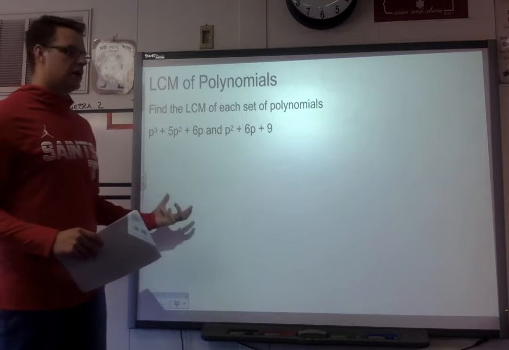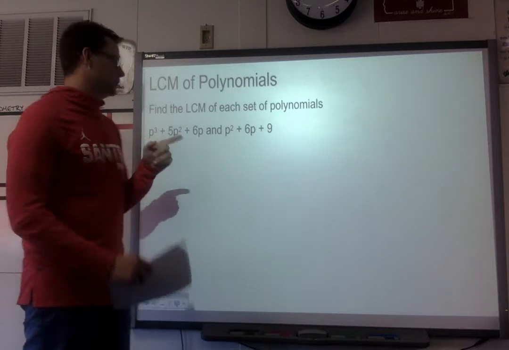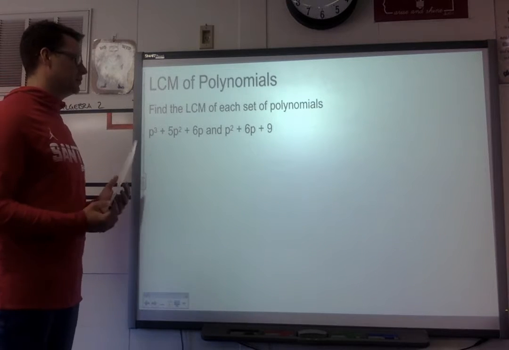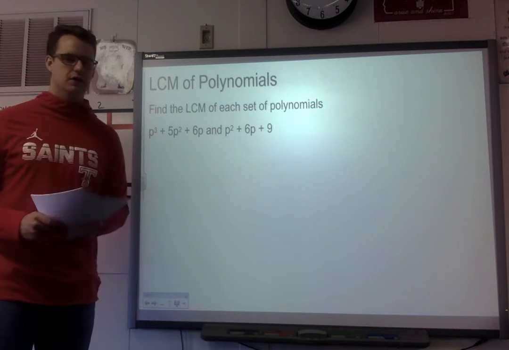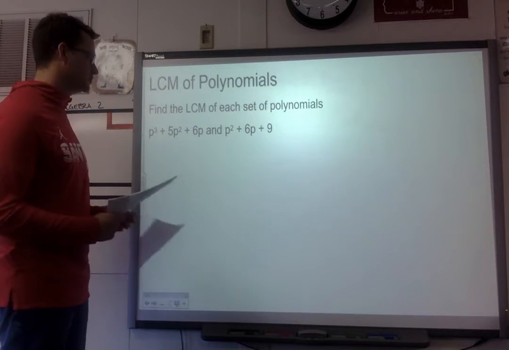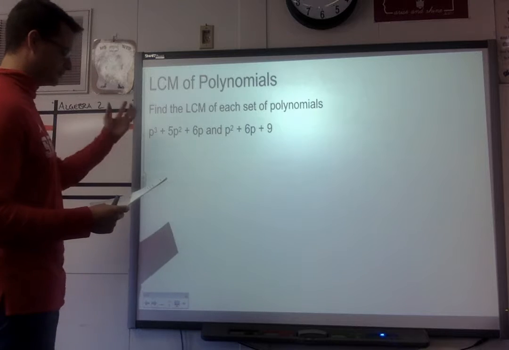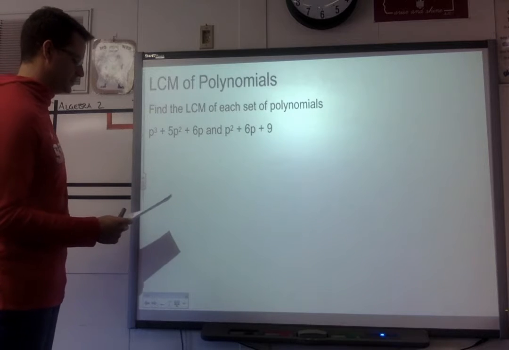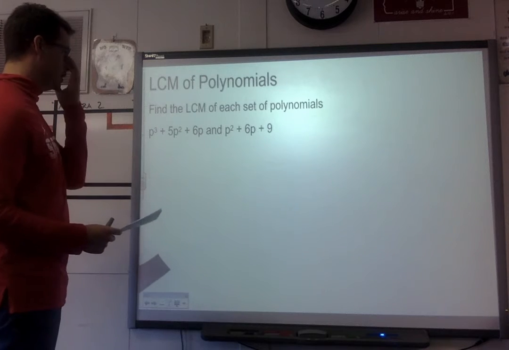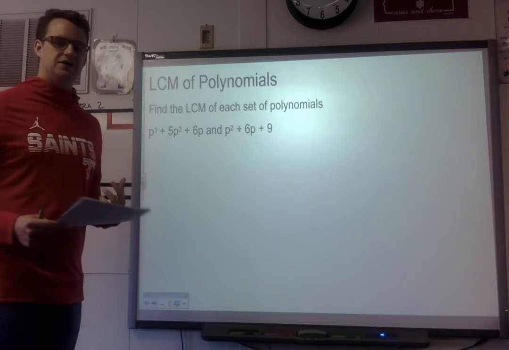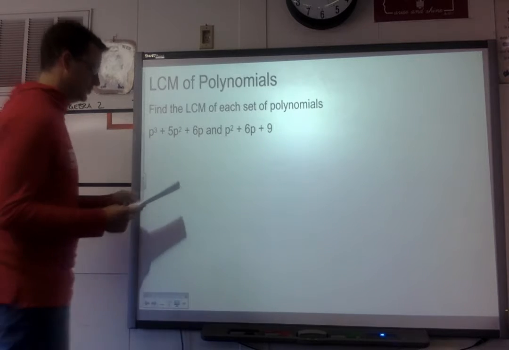So that was with monomials, meaning there's only one term. Next, we're going to find the least common multiple for a set of polynomials, meaning that there is more than one term. So in order to do this, in order to find the least common multiple for a set of polynomials, what we want to do is get it factored down to its simplest form.